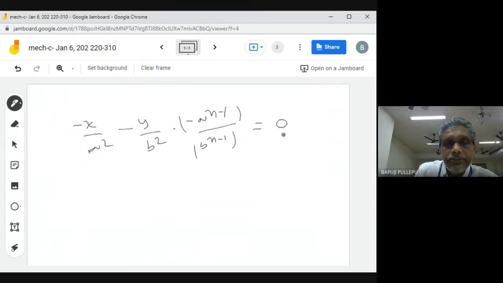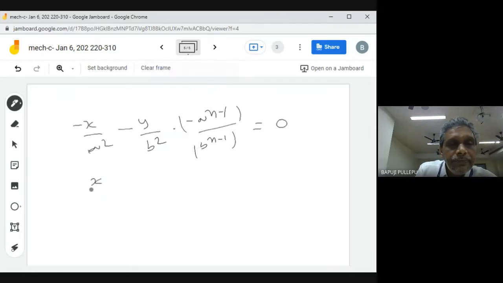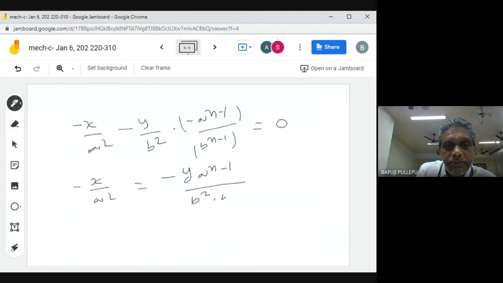Is equal to 0. Any problem? No, sir. So this minus into minus plus, this you can take this side again minus. So my equation become what? X by a square minus x by a square is equal to, if you take that side, minus means again minus y into a to the power of n minus 1 divided by b square into b to the power of n minus 1. So this minus minus will cancel. Any problem?